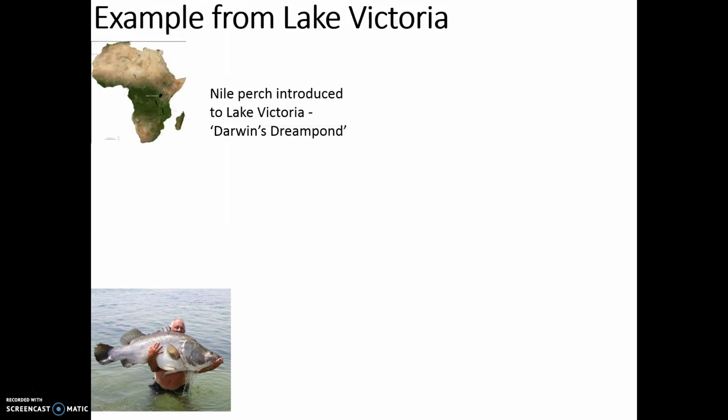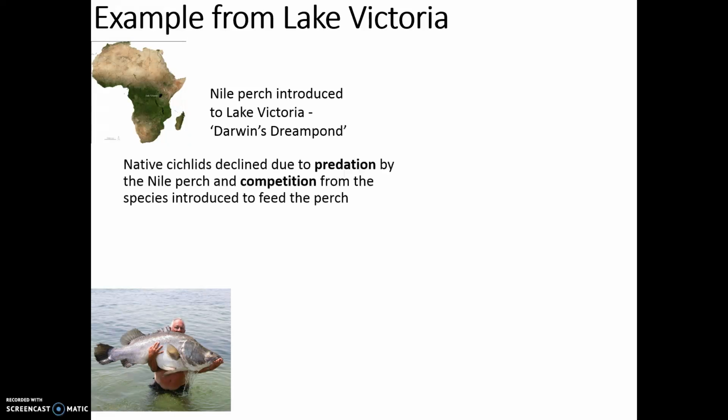Another example is from Lake Victoria. This is a very famous example of an invasive species. The Nile perch was introduced for protein. It was a very big fish that could really feed lots of people.